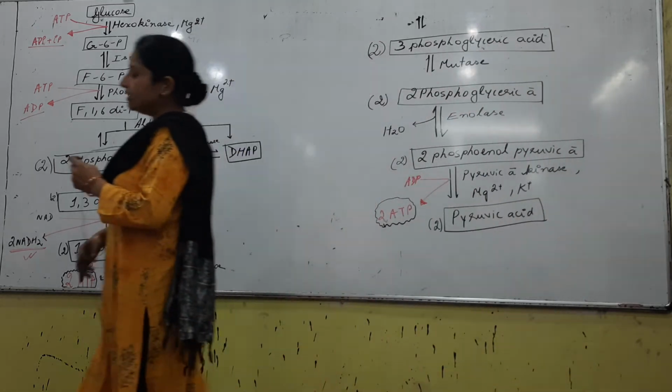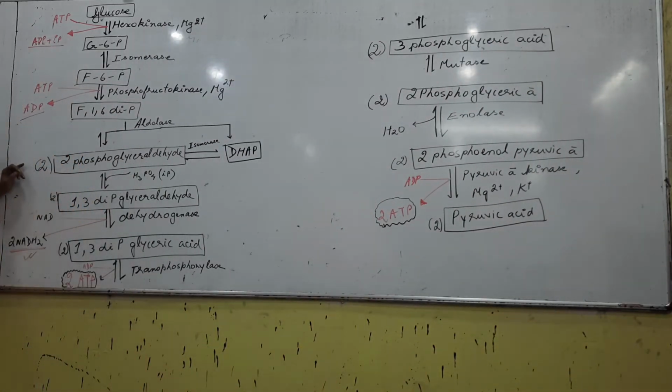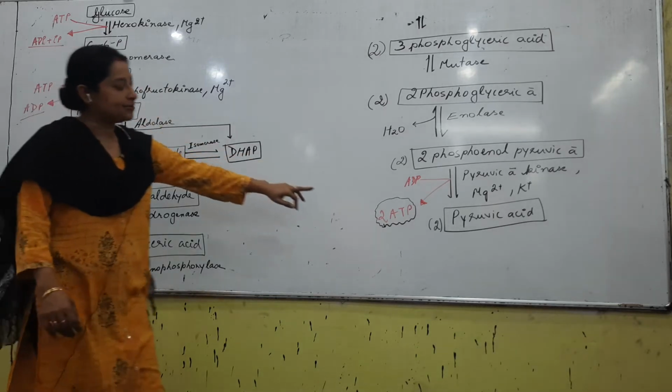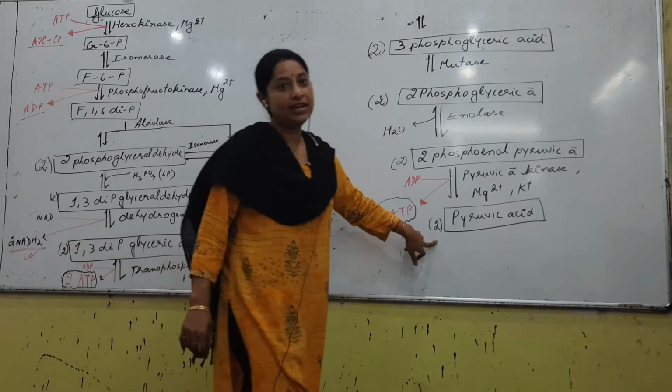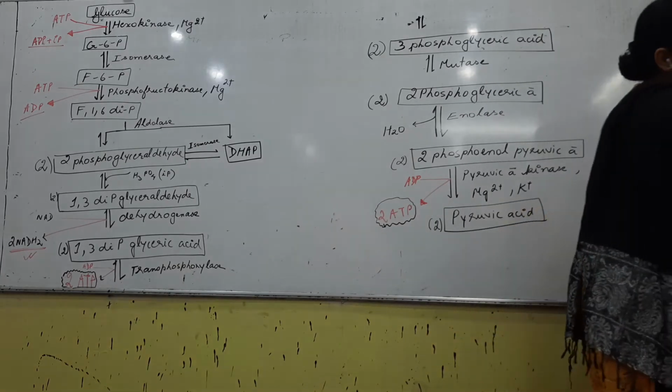Okay, starting glycolysis, let's talk about this. What we have said is glycolysis is the process in which the glucose molecule gets broken down, and one glucose molecule ultimately forms 2 molecules of pyruvic acid. So how many pyruvic acid are formed? Two are formed.